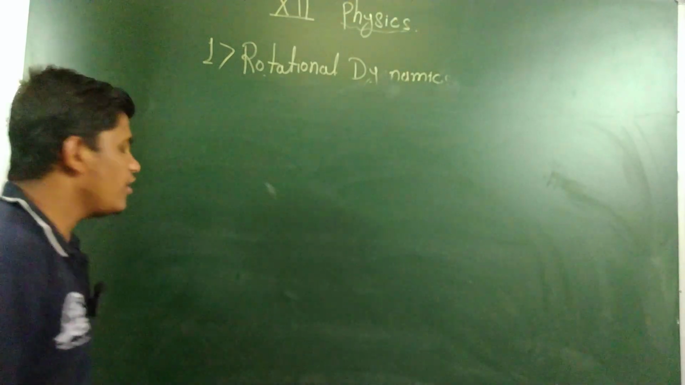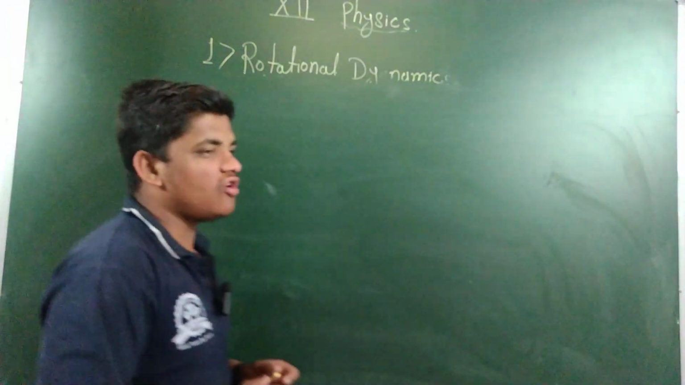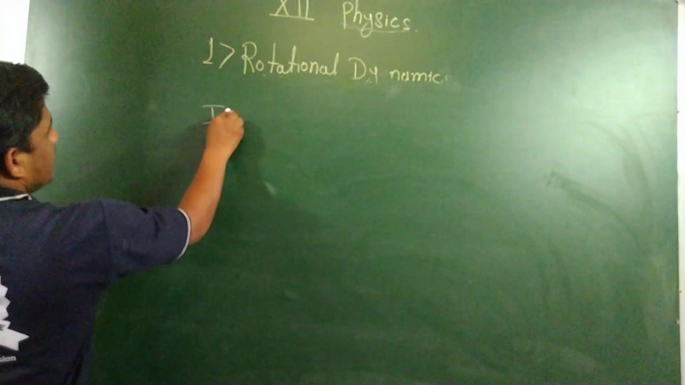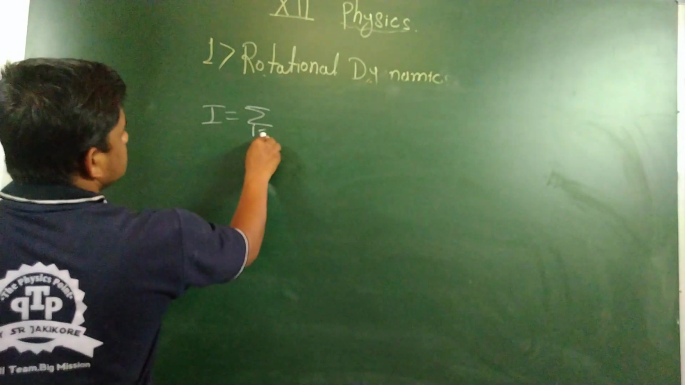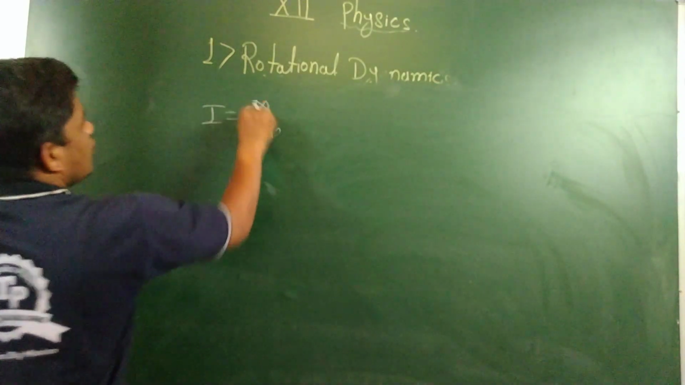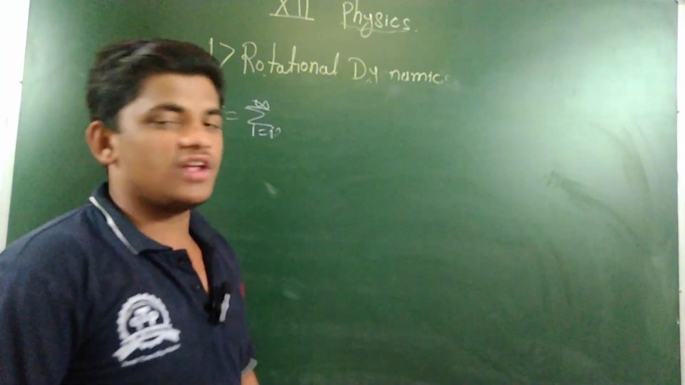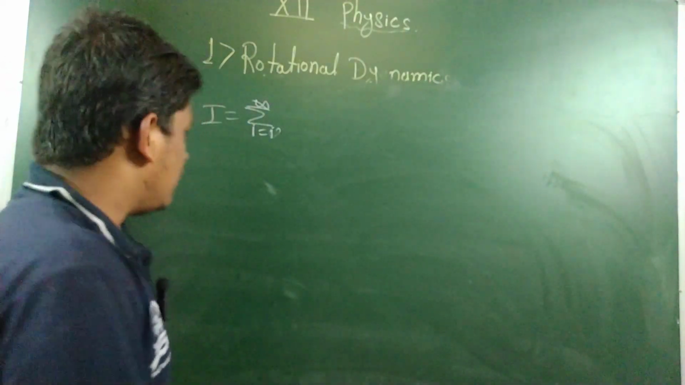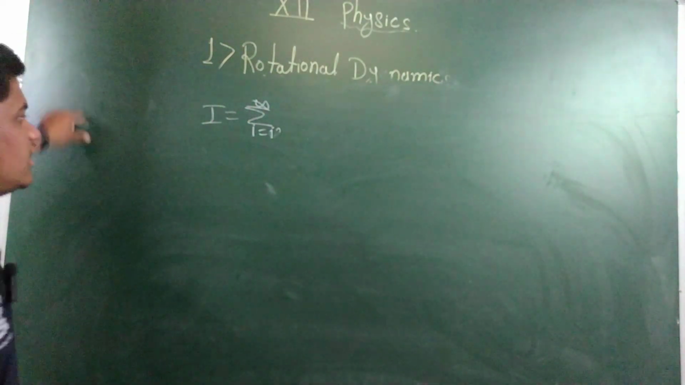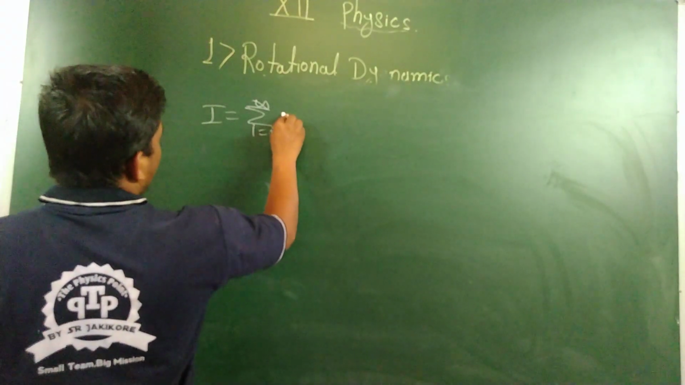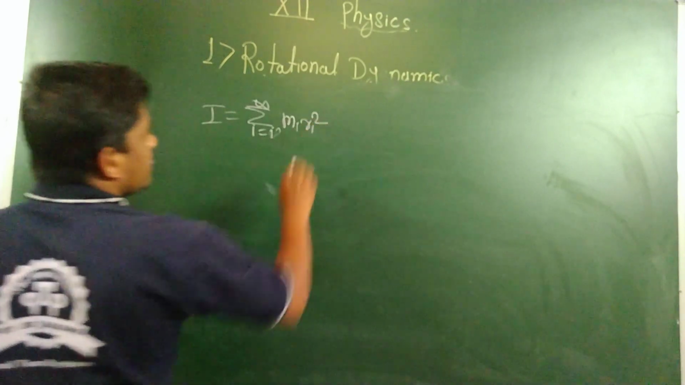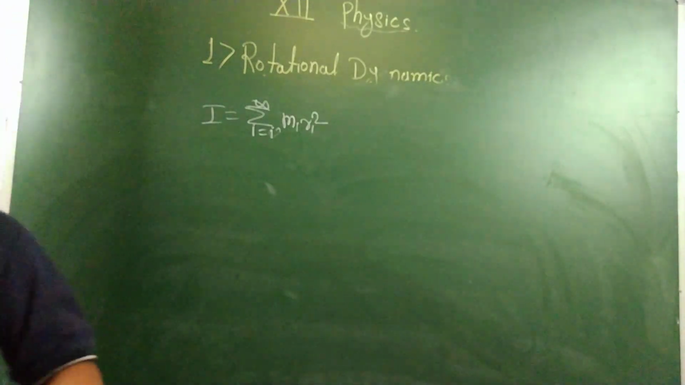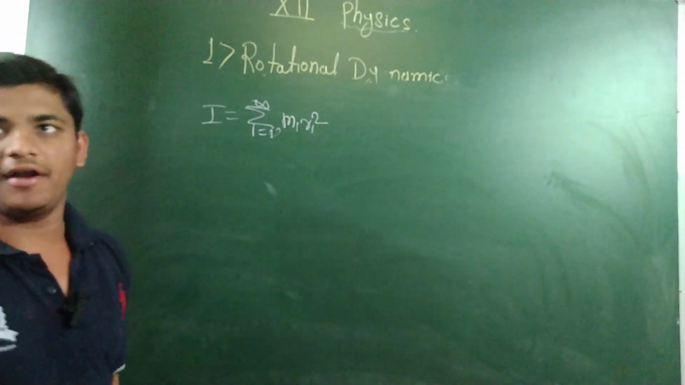The moment of inertia of a body which can rotate about an axis of rotation is equal to the sum of the product of the mass of each particle present on the rigid body and the square of the perpendicular distance from the axis of rotation to that particular particle. This is the equation of the moment of inertia.